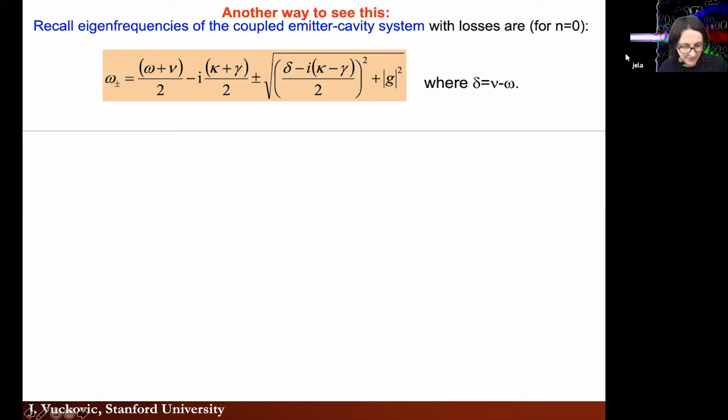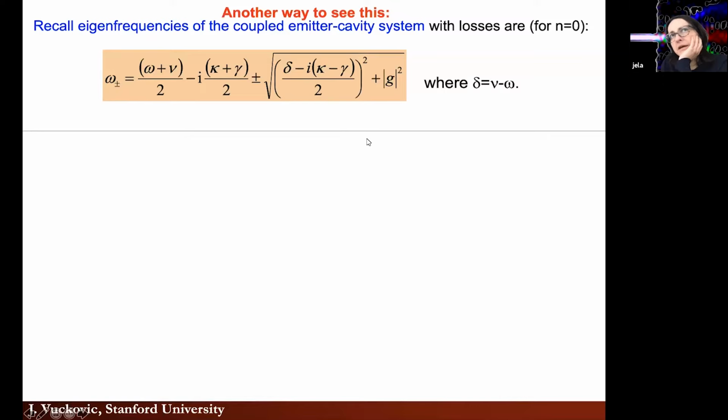I'm happy to take any questions if you have them. Is there any physical picture on the equation here? Do you mean this equation or the Purcell factor equation? This equation, the coupled emitter. A physical picture on the equation.